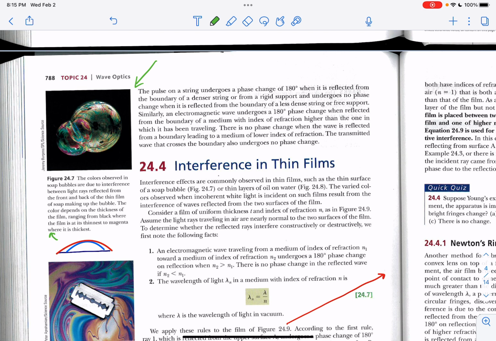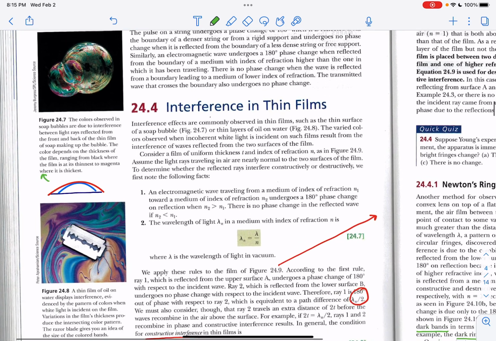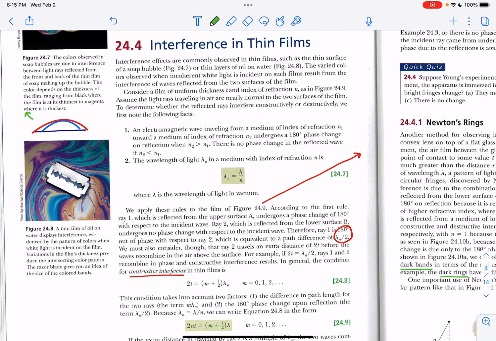But we're going to focus right now in general on section 24.4, interference in thin films. And in order to do that, we're going to have to look at two rules. The first rule reminds us again that you get a 180 degree phase change when you strike a second medium, such as glass or water, that is greater than the initial medium, which is usually air.